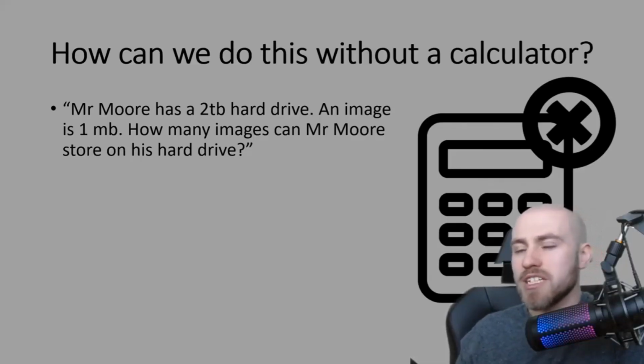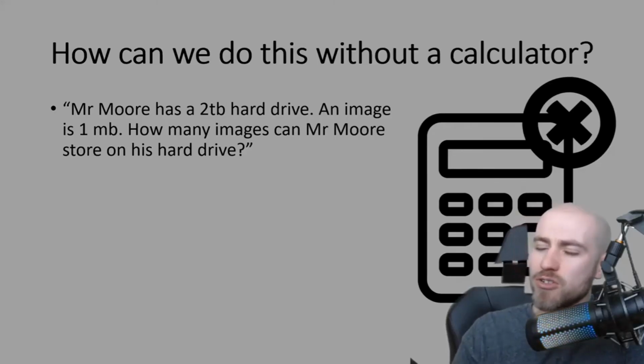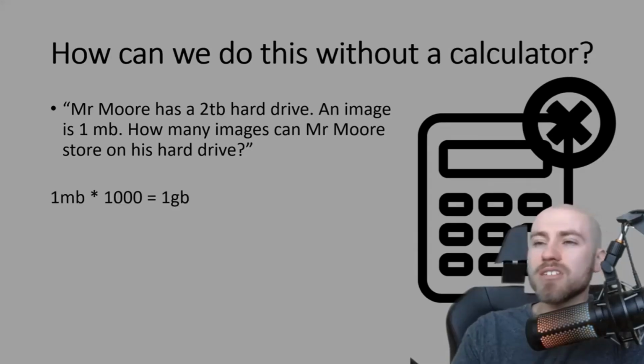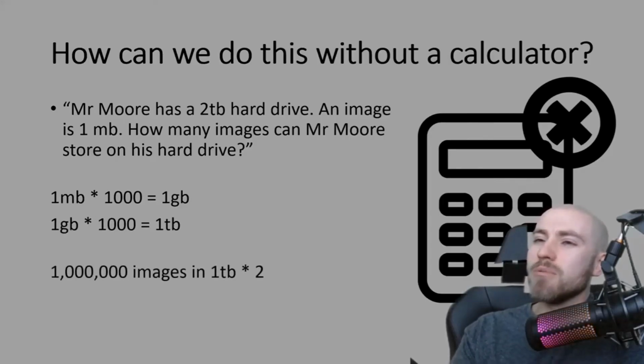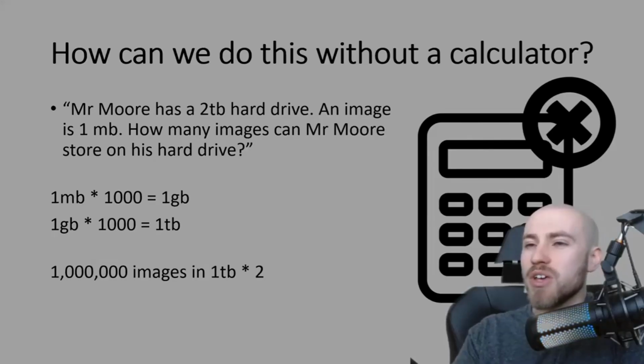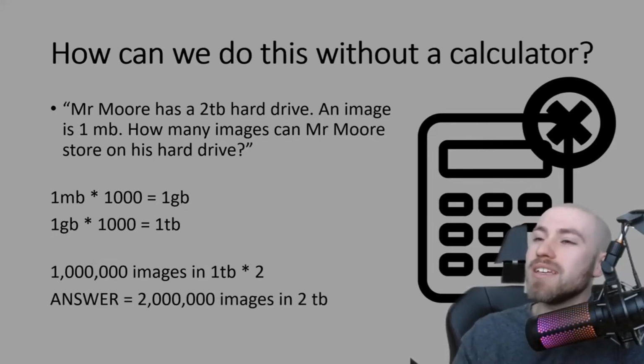However, look how differently it's been worded. And you would just need to not overthink it and just think, well, I need to know how many megabytes are in 1 terabyte. And once we have our answer, we can just multiply it by 2 because it's 2 terabytes. So again, 1 megabyte times 1,000, that gets us to 1 gigabyte. We then multiply that by 1,000, which gives us 1 terabyte. And finally, we know that there's 1 million images in 1 terabyte, so we can just times that by 2. So the answer would be 2 million images in 2 terabytes if they were all exactly 1 megabyte. That's a lot of images.